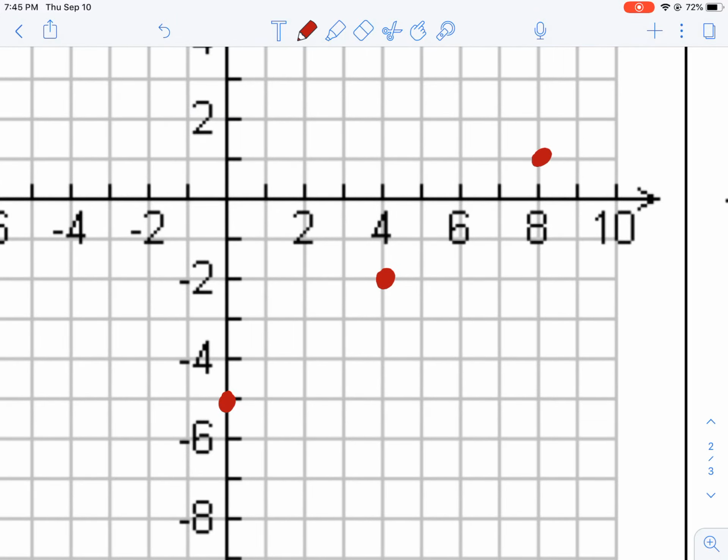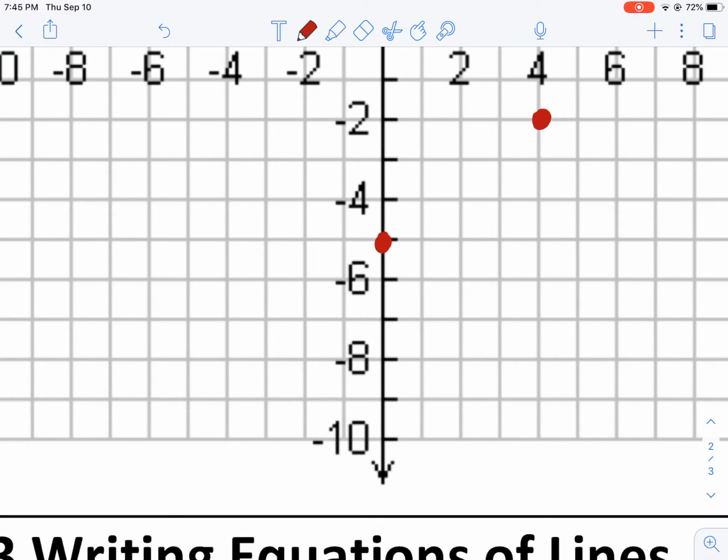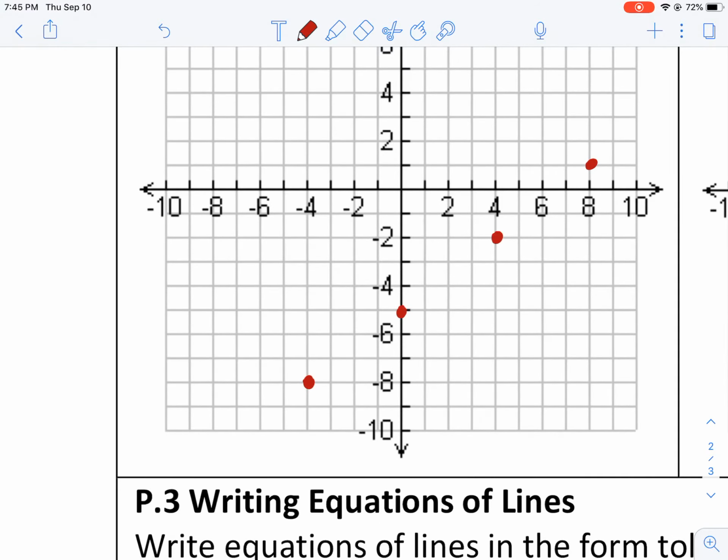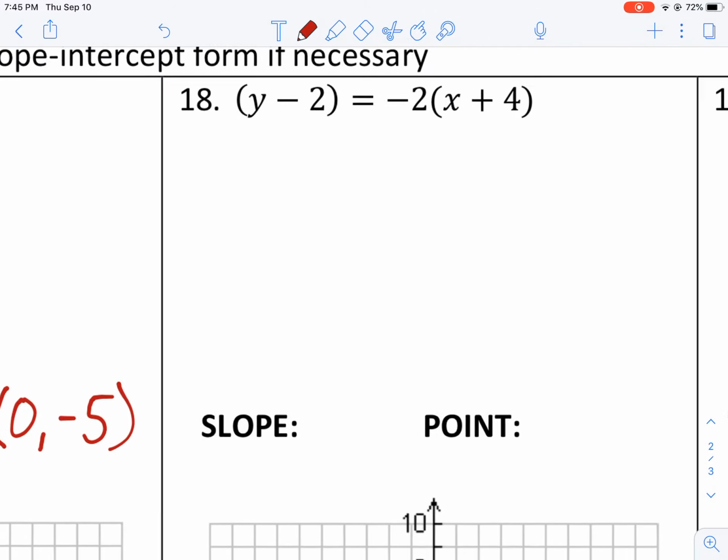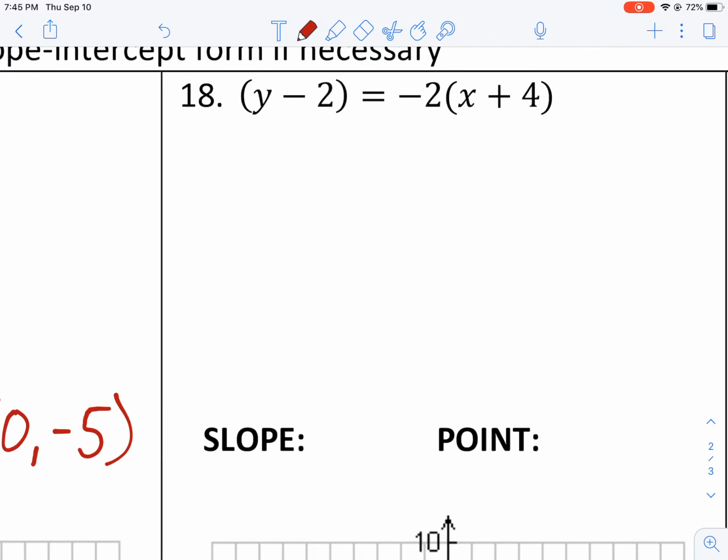And again, you can put as many points as you feel is necessary. Once you've got enough points, you can connect your line. That was a bad line. And we're done. Next problem, this is in point slope form.